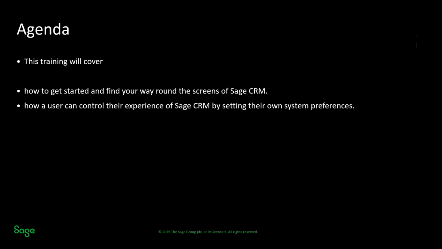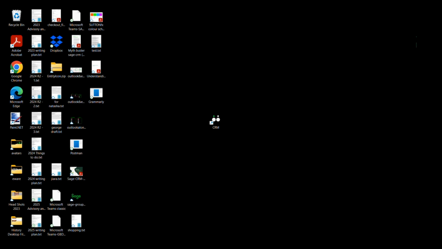So where do we start? Well, we should start from the beginning. And here you can see my desktop, and you'll notice that my desktop right in the middle has an icon, which is the quick start or quick link to be able to call up the browser and start at Sage CRM. Sage CRM runs within a browser, the full experience.